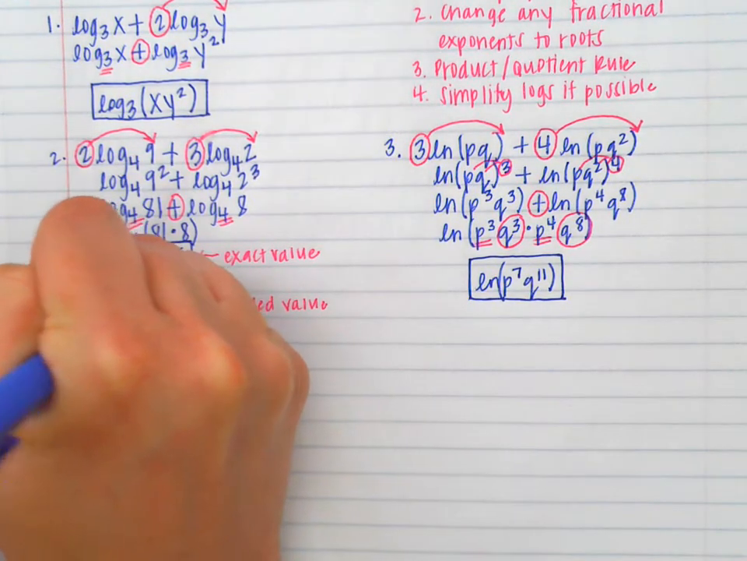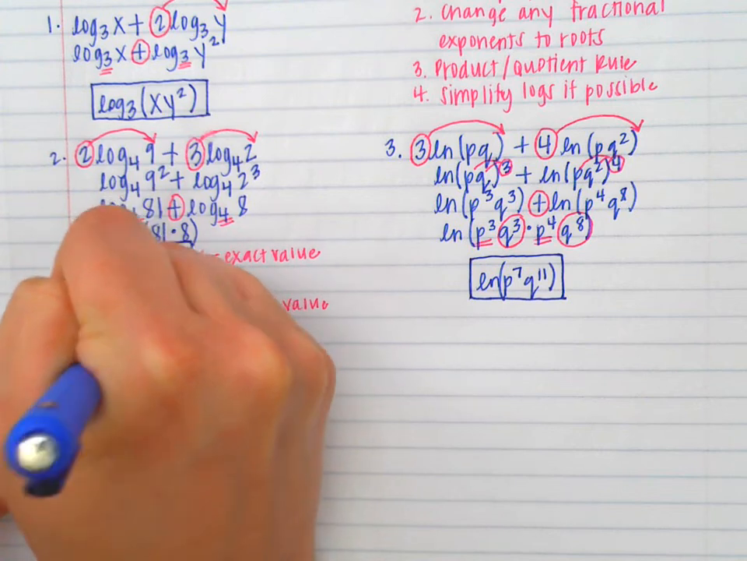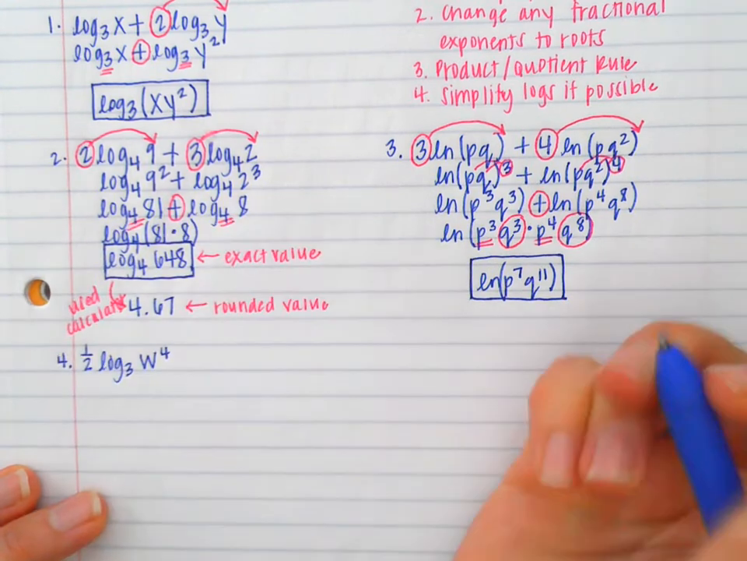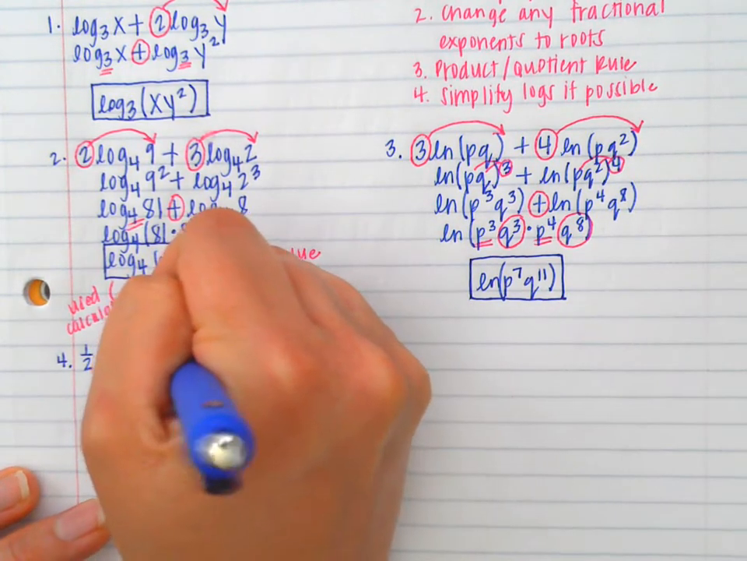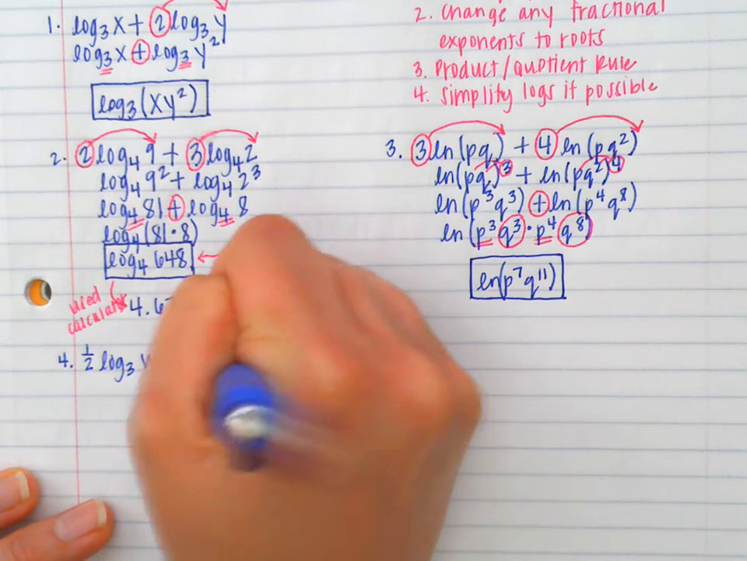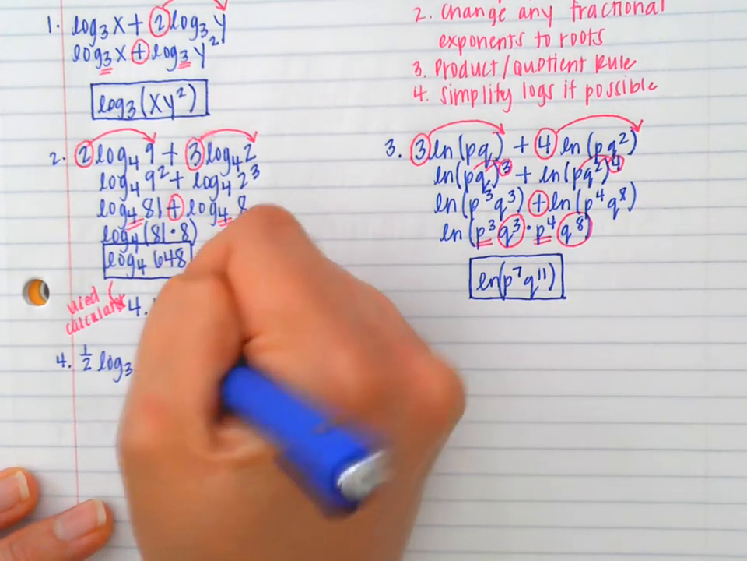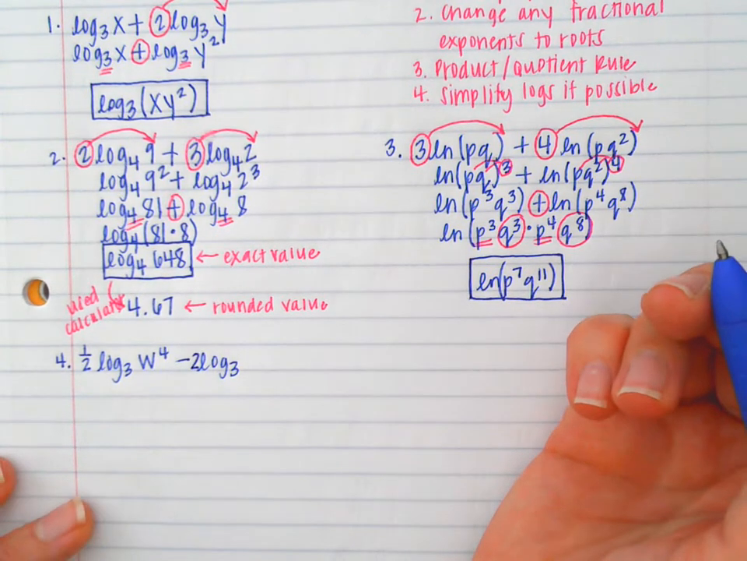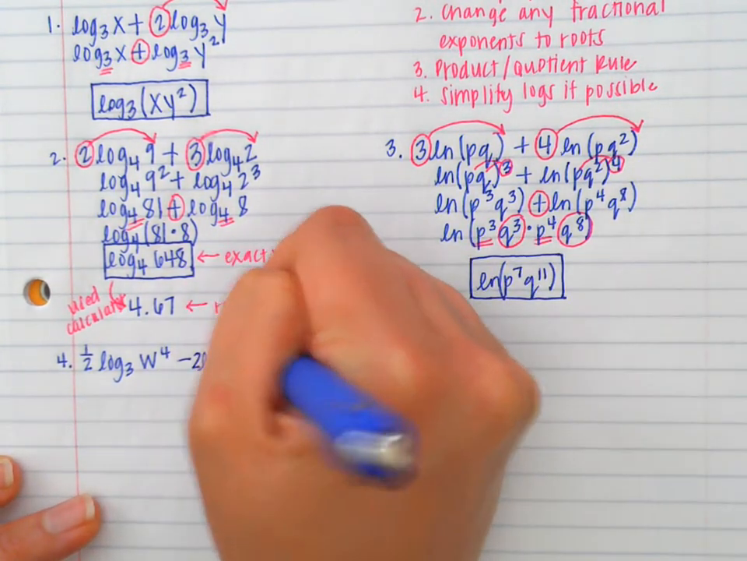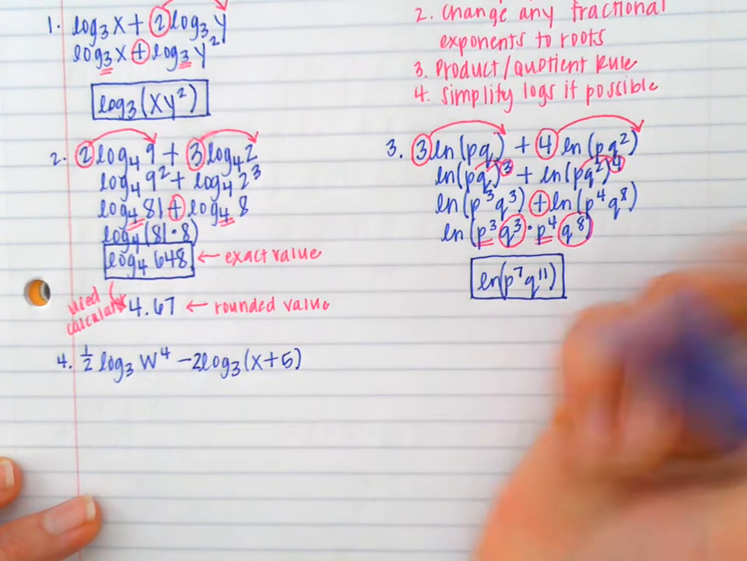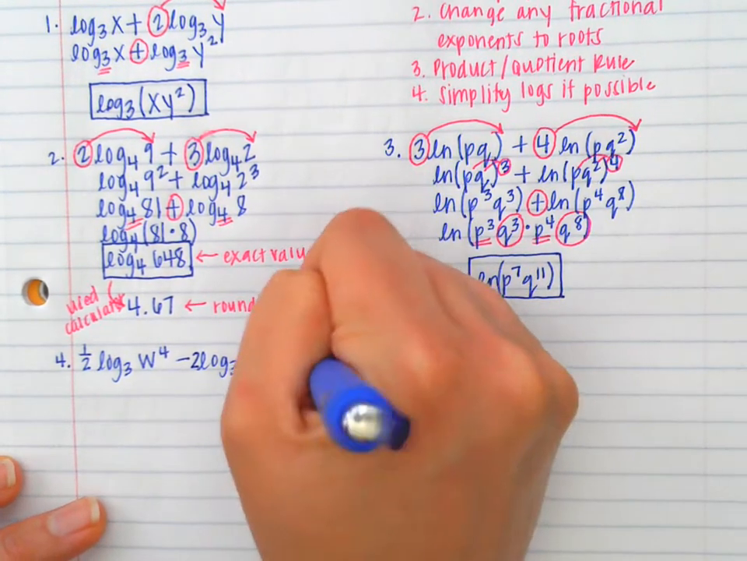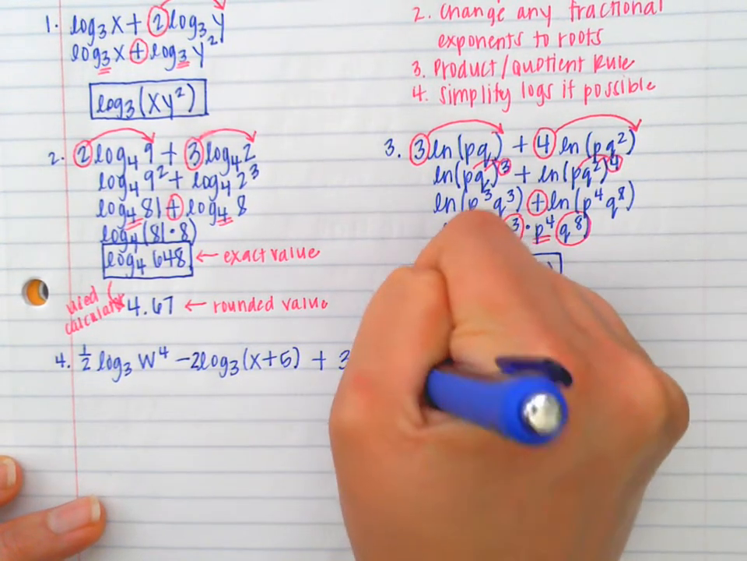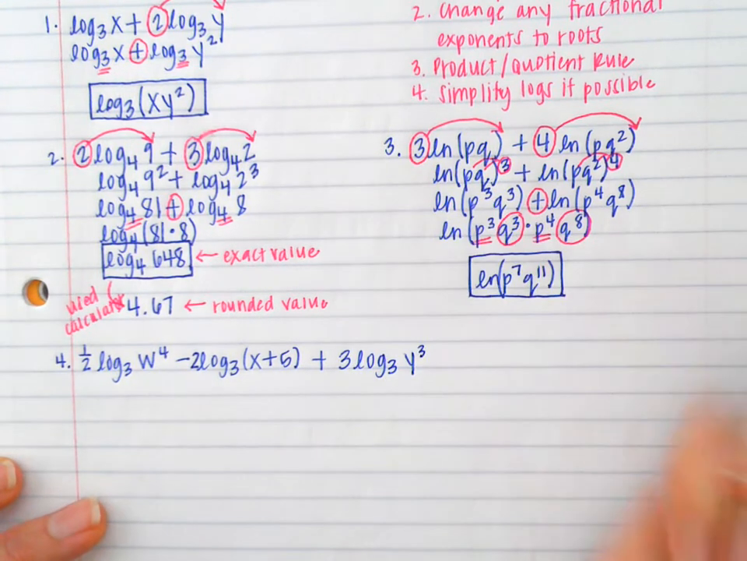So we have 1/2 log base 3 of w to the 4th minus log base 3. Oh, that was supposed to have a 2 in front. Sorry. 2 log base 3 of x plus 5 plus 3 log base 3 of y to the 3rd. Ooh, that's a lot of 3's in there.